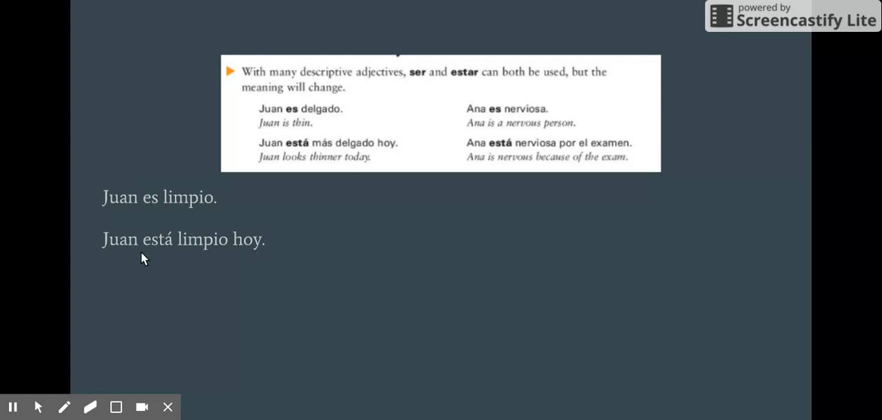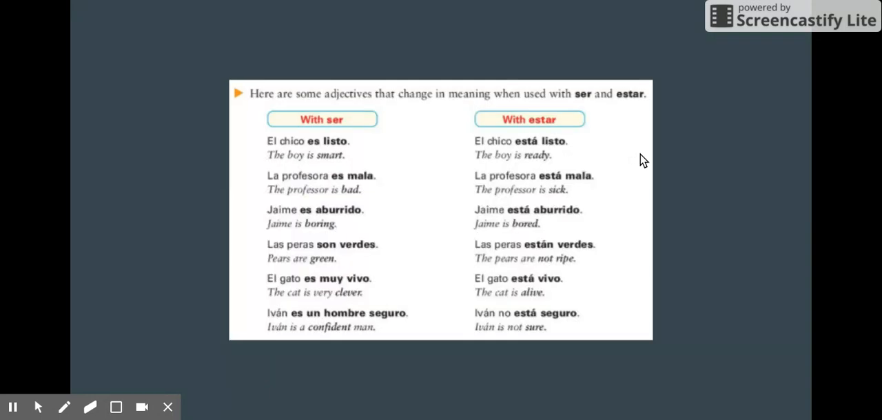Another case here, Juan es limpio or Juan está limpio hoy. By using ser, it indicates that Juan is always clean, whereas by using estar, it indicates that it's more of a temporary thing, that it's only today that he's clean. One thing you can also note is that by indicating a time frame, so hoy over here, hoy as well, or por el examen, just during this exam, it shows that it's more of a short-term characteristic.